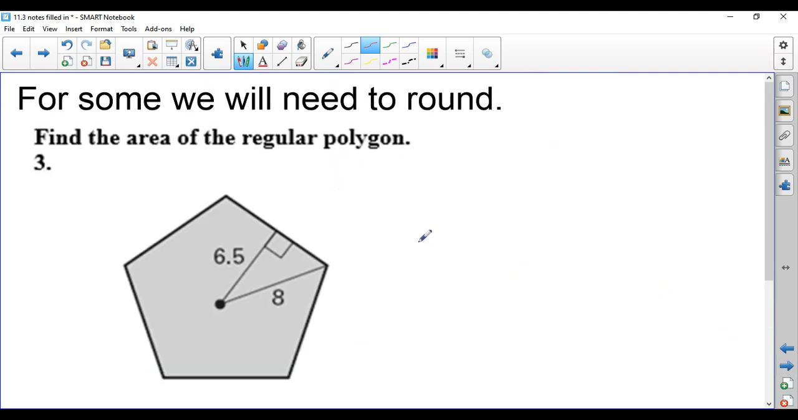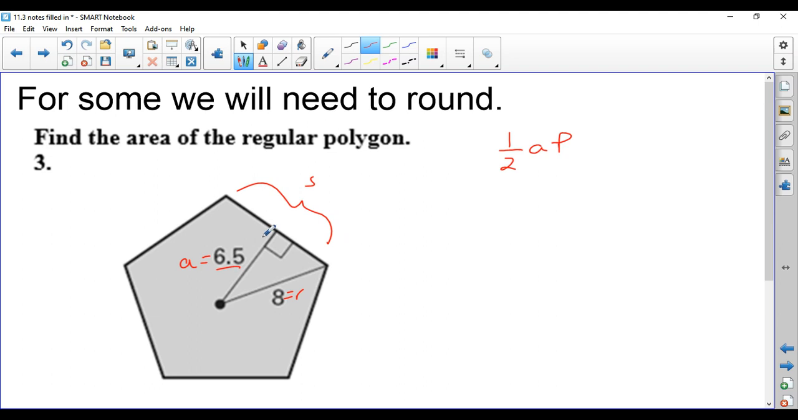For some, we're going to need to round. And in this case, we've been given this length, 6.5, is the apothem, and the 8 is the radius. It's a pentagon. If we want to find the area of the pentagon, we need to use 1/2 apothem times perimeter. So I need to find the perimeter. I need to find the length of each side.